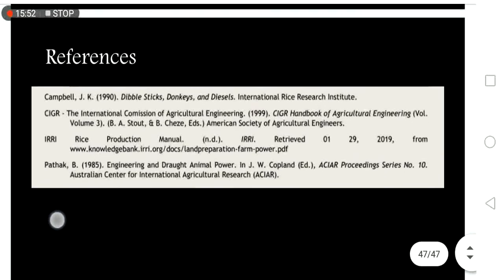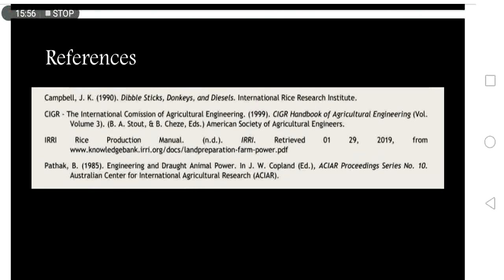Okay, so that's all for human and draft animal power. Here are the references for our topics. Okay, so see you on the next topic.